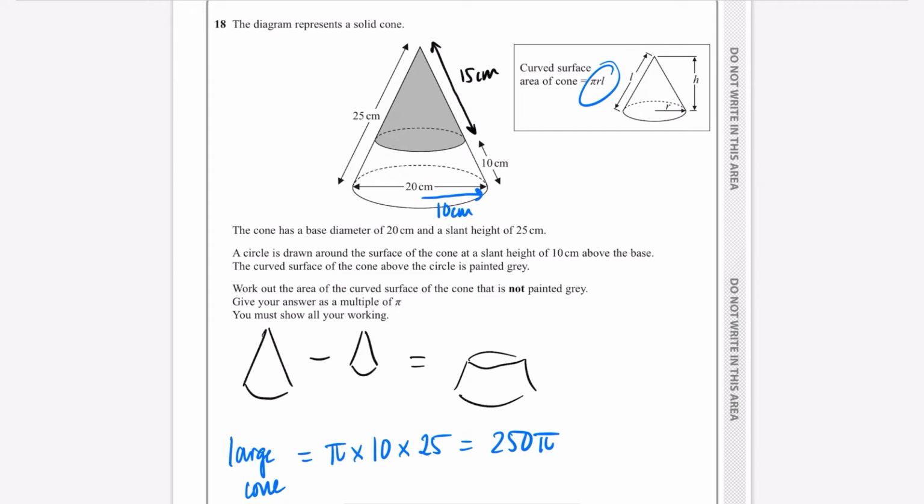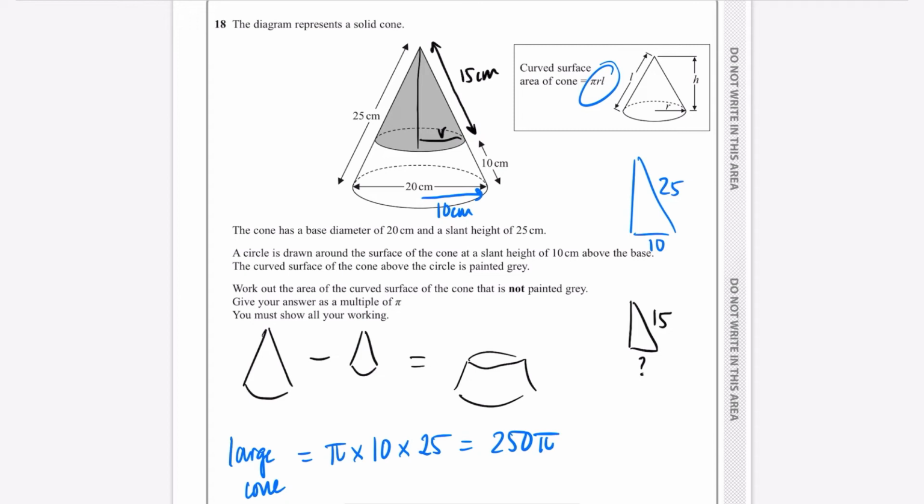Now the small cone is where things get a bit trickier, because for the small cone, if I just draw the triangle from the cone, I'm going to just draw this bit here. The small cone has this side as 15, and we don't actually know what the radius is. That's the thing we want to find out. The big cone, right? We knew that it was 25 on the side and 10 along the bottom. So how are we going to figure out what this radius is on the bottom?